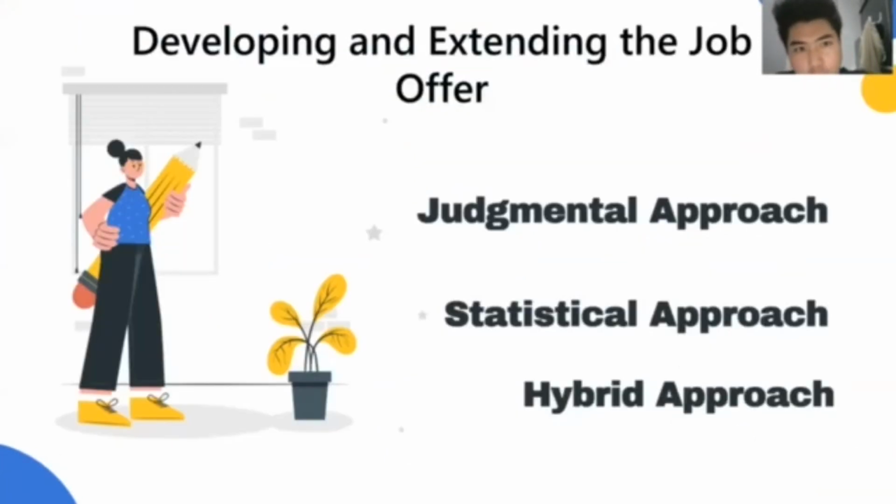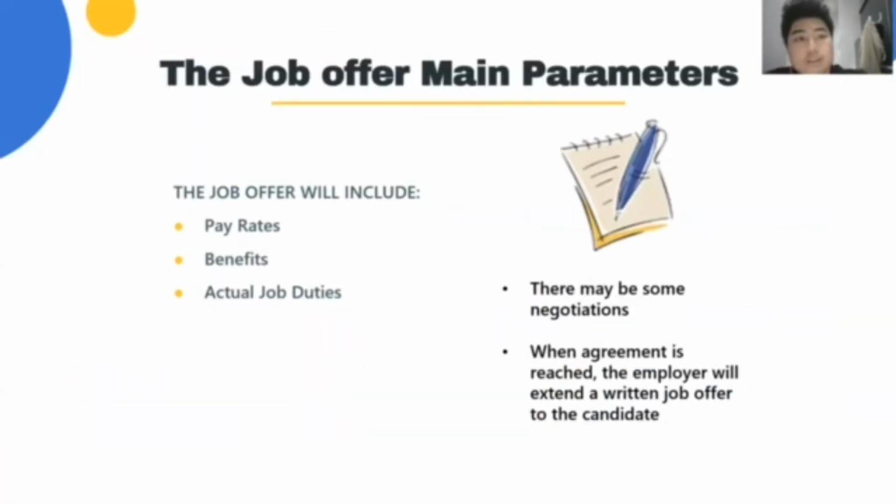After all the interviews, background checks, and tests, the employer decides to whom to make an offer using one or more approaches. There are 3 approaches: the judgmental approach, the statistical approach, and the hybrid approach. The judgmental approach subjectively weighs all the evidence about the candidate, while the statistical approach quantifies all the evidence and perhaps uses a formula to predict job success. The hybrid approach combines statistical results with judgment.